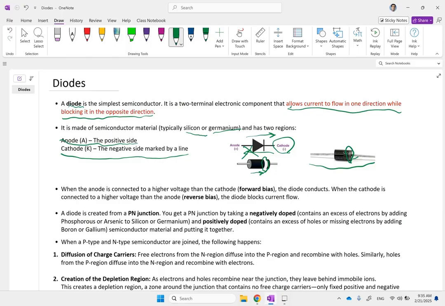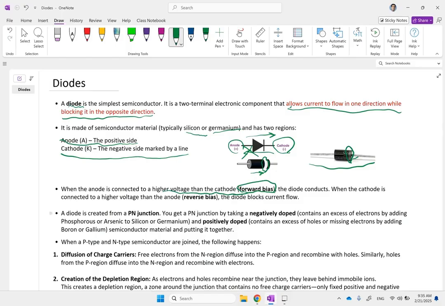When the anode is connected to a higher voltage than the cathode, the electricity will flow. That is what we call forward bias. Now, the difference between the voltage on anode and cathode should be some specific amount. It's not like a little bit more than zero, like 0.001 volt, allows the flow. There should be a threshold, and we're going to talk about it.